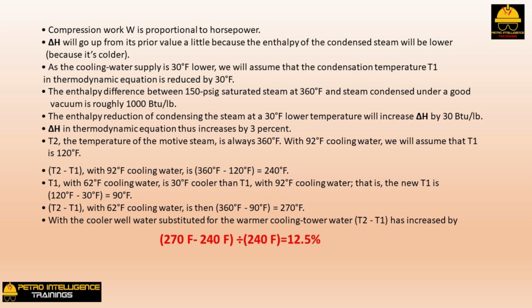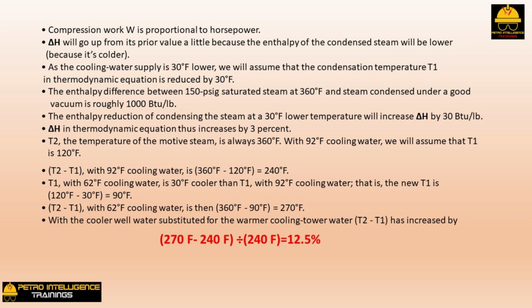The enthalpy reduction of condensing the steam at a 30 degrees Fahrenheit lower temperature will increase delta H by 30 BTU per pound. Delta H in the thermodynamic equation thus increases by 3%. T2, the temperature of the motive steam, is always 360 degrees Fahrenheit. With 92 degrees Fahrenheit cooling water, we will assume that T1 is 120 degrees Fahrenheit.